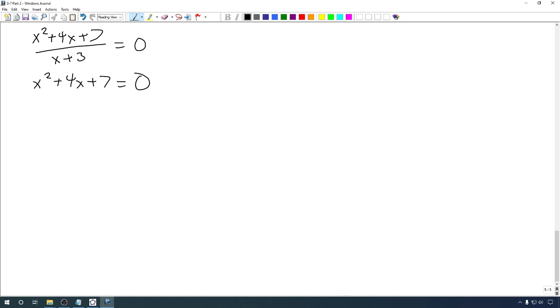Now, I don't really see a way to factor this, so we're going to actually use the quadratic formula to try to solve this equation. Remember, our quadratic formula goes negative b, so negative 4 plus or minus square root of b squared, so 4 squared, minus 4 times a, which is 1, times c, which is 7, and then we divide by 2 times a, so 2 times 1. However, do note that what we get inside here, we get 16 minus 28. That is going to be a negative number. We get a negative under that square root. That means that this quadratic does not have any real solutions.